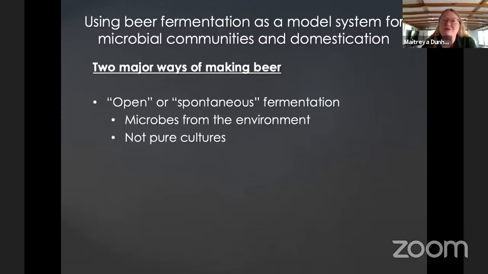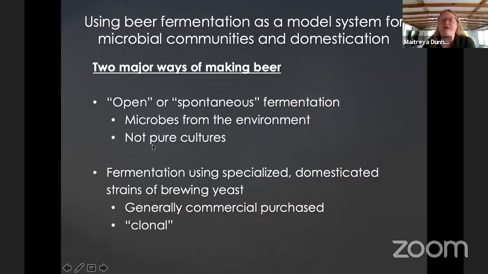So the first is what was done for eons before we started the modern brewery system, and that is doing open or quote unquote spontaneous fermentation, right? That was actually a big research topic for Pasteur. Is this really spontaneous, or do these come from somewhere? Of course, these are microbes from the environment, which are able to colonize any sort of nice food source, such as a bucket of nice boiled grain that's like sugar water, essentially. And so these are mixtures of microbes and not pure cultures.